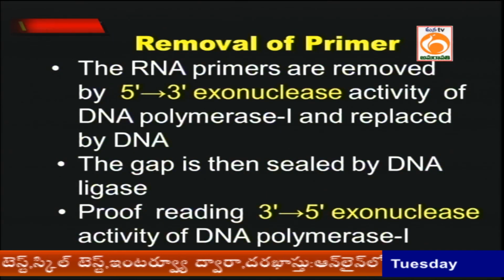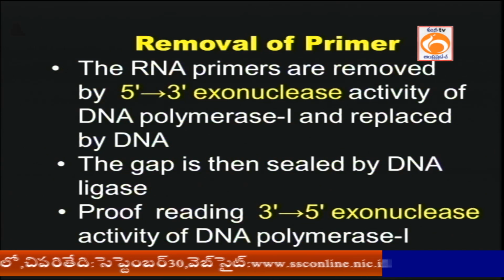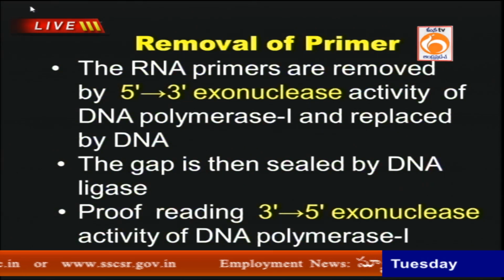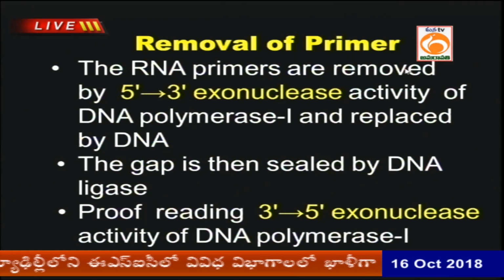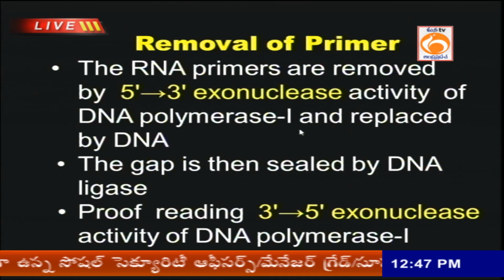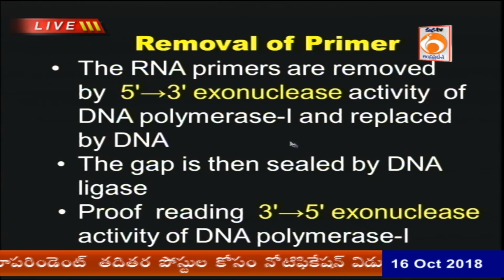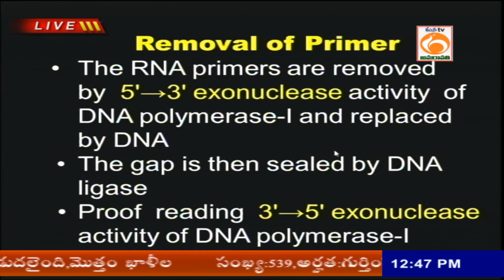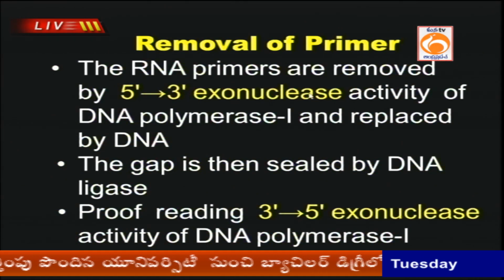Next, coming to the removal of primer by the enzyme DNA polymerase 1 using its 5' to 3' exonuclease activity. After the primer is synthesized by primase enzyme, DNA polymerase 3 adds nucleotides until it reaches the previous Okazaki fragment. There it stops and dissociates. Then its place will be taken by the enzyme DNA polymerase 1. DNA polymerase 1 using its 5' to 3' exonuclease activity removes the primer.